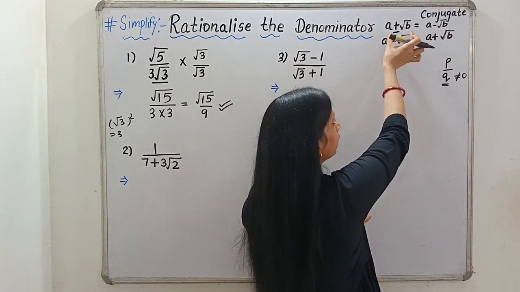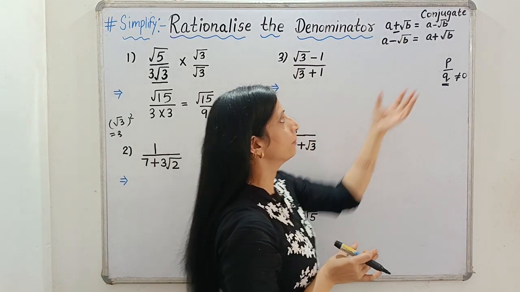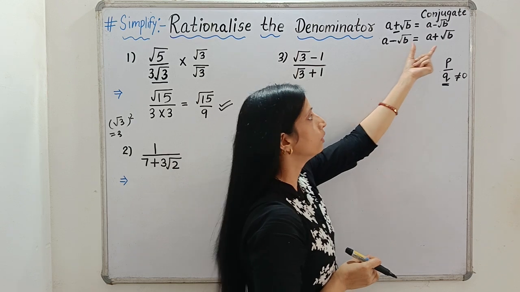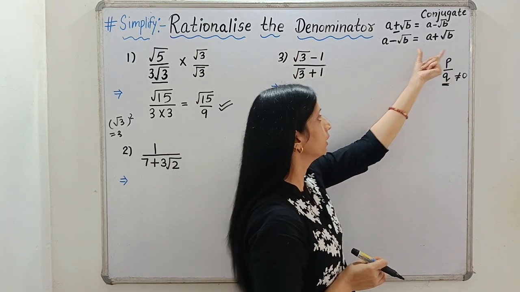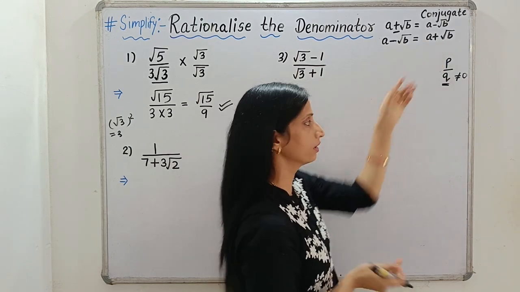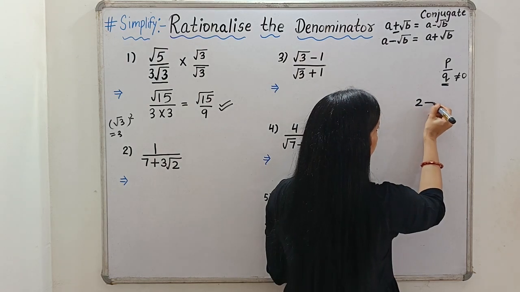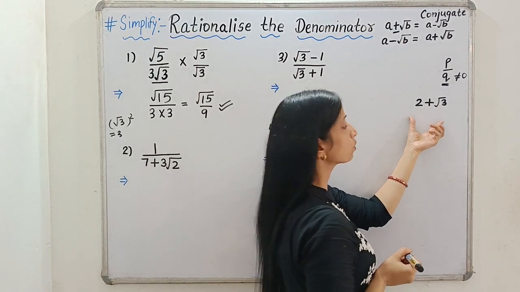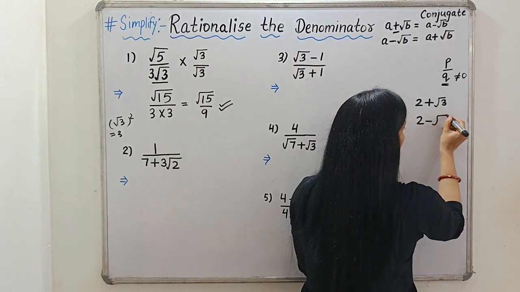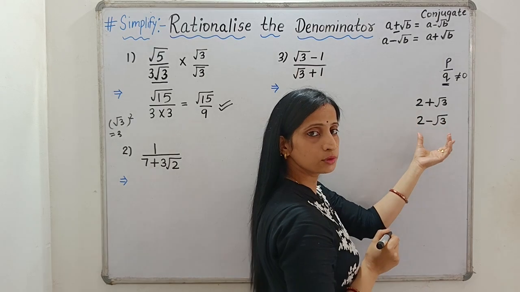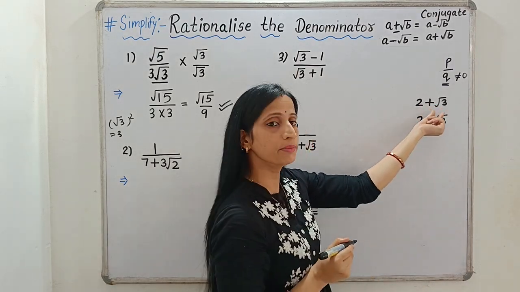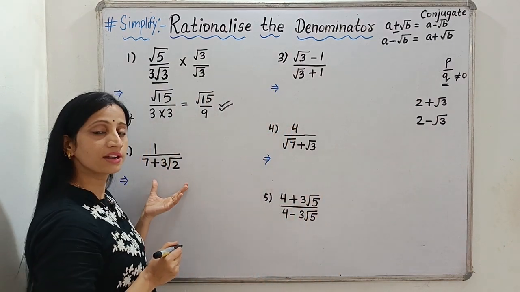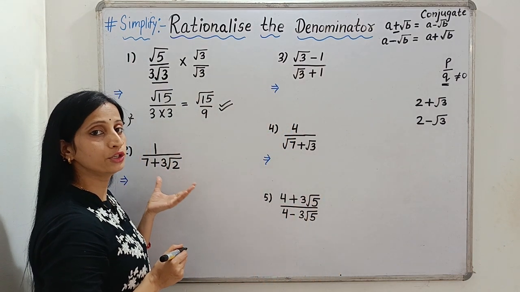So the conjugate of a plus root b will be a minus root b. Similarly, the conjugate of a minus root b will be a plus root b. Here instead of minus, we use the plus symbol. For example, suppose the expression is 2 plus root 3 and the question is to write its conjugate. Its conjugate will be 2 minus root 3. The same terms, only the symbol between them changes. Now let's solve this question to understand the importance of the conjugate.